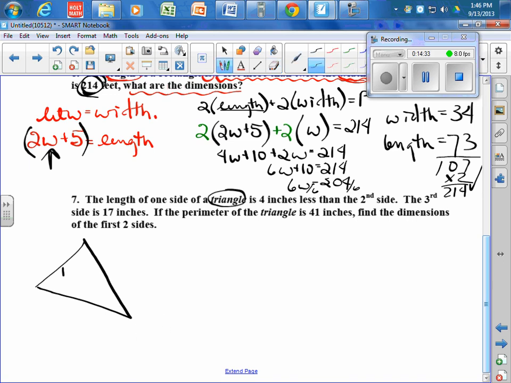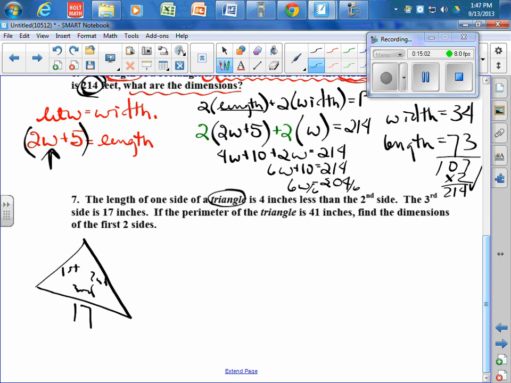And let's label it the first side, the second side, and the third side. Well, it says the length of one side, that's the first side. The first side is 4 inches less than the second. The third side is 17. So let's just put a 17. Label that third side 17. Now, the length of one side of the triangle is 4 inches less than the second.